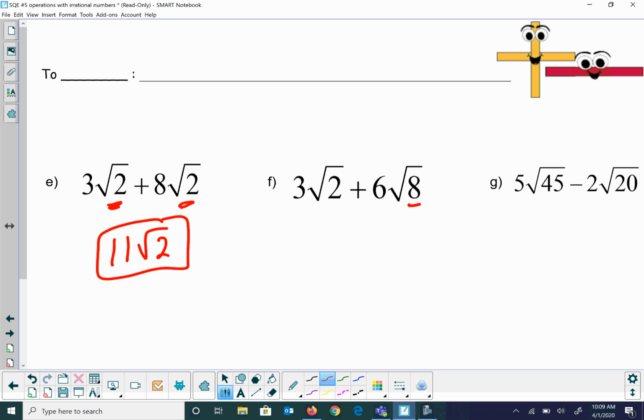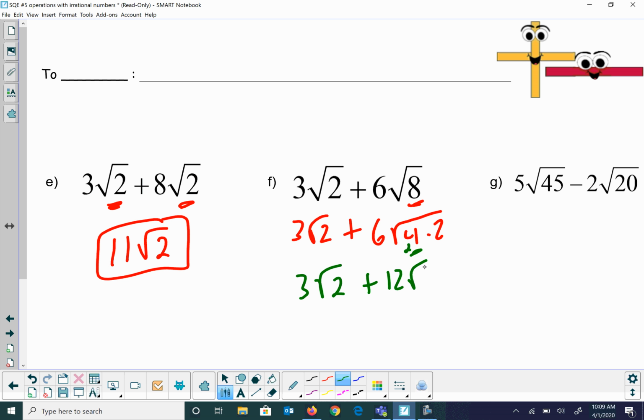Letter F, if we convert this, the 3 root 2 is going to stay as is, but the 8 converts down to 4 times 2, and we know what the square root of 4 is, right? The square root of 4 is 2. So 2 times that 6 becomes 12, and then I get 12 root 2. Now I have like terms. So I'm going to get 15 root 2 for an answer.